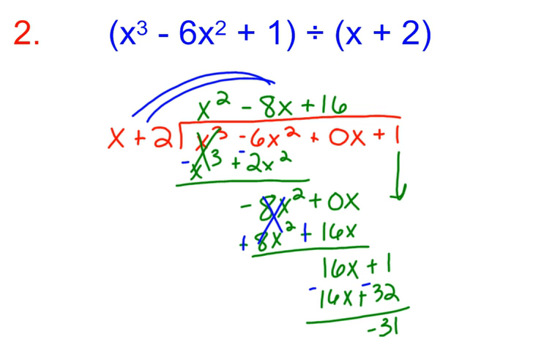So when I have a negative 31, that's my remainder. So I'm going to add that up here. I'm going to say minus 31 over what you divided by, which is x plus 2. And that is the answer to my problem.